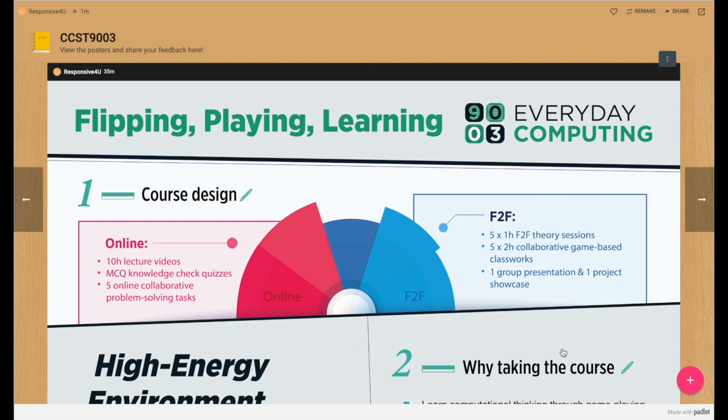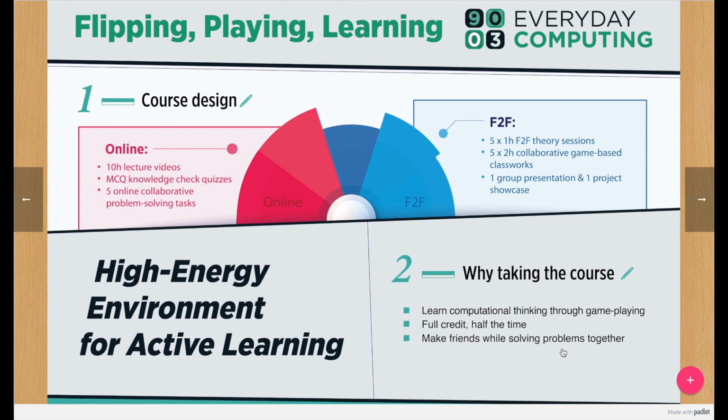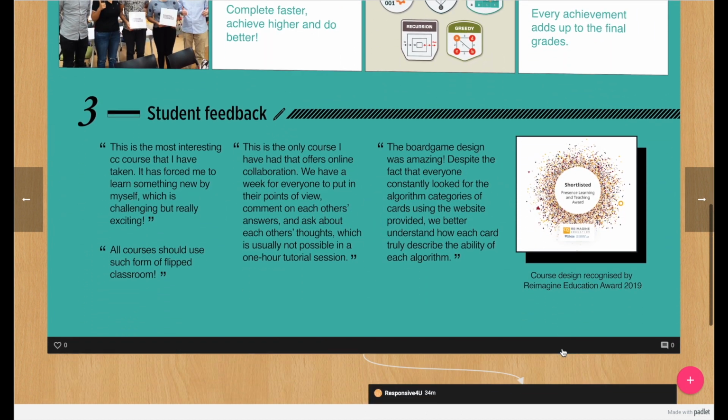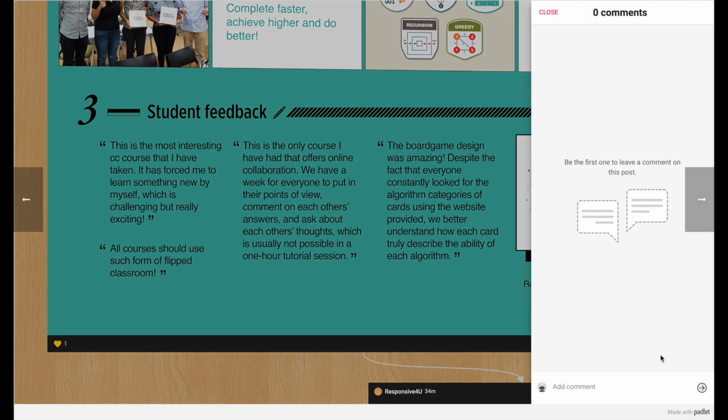We begin by choosing any course of your like, for example, CCST 903. Once you open the board, you'll see the full poster. Scroll down the page to read all of the details. If you like the poster, give it a like, and you can leave a comment here.